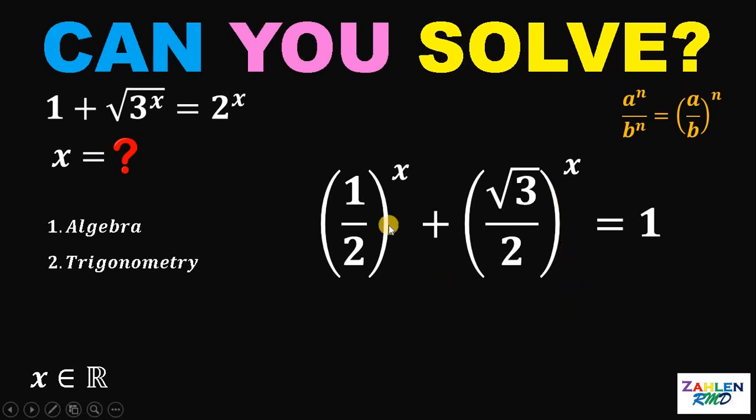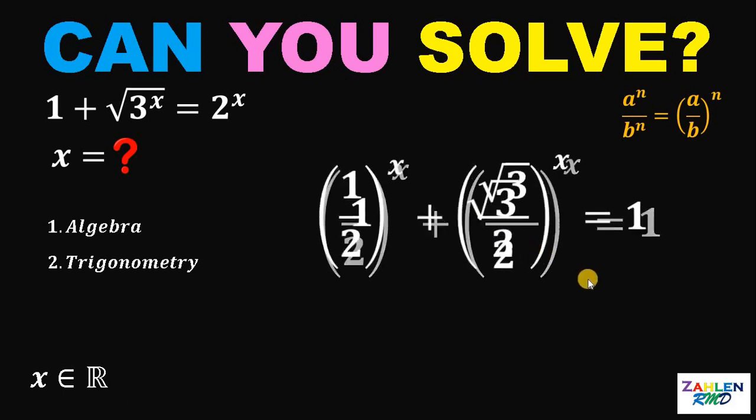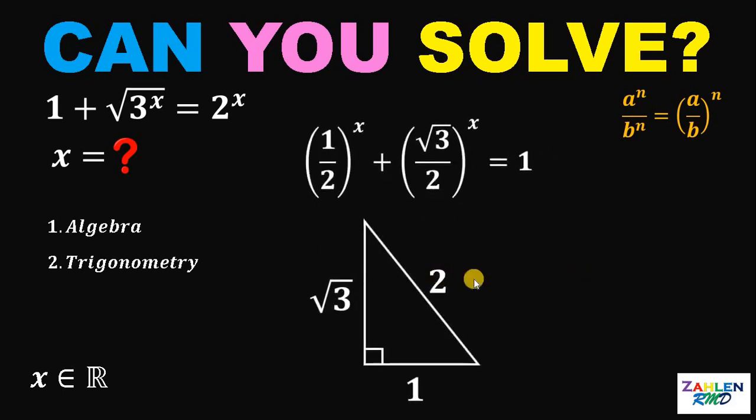And now realize that this 1, square root of 3, and 2 can be the side lengths of a right triangle, a special right triangle, which is a 30, 60, 90 right triangle. So we have the legs 1 and square root of 3, and we have the hypotenuse equal to 2. Now, if we let this angle be equal to theta, we get that sine of theta must be equal to square root of 3 over 2. Also, cosine theta must be equal to 1/2.